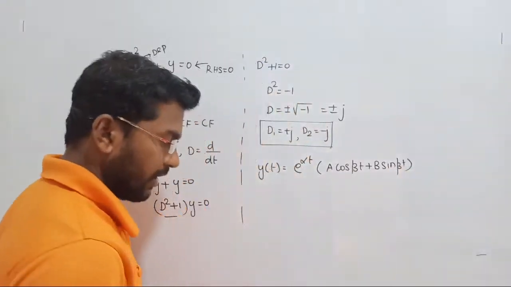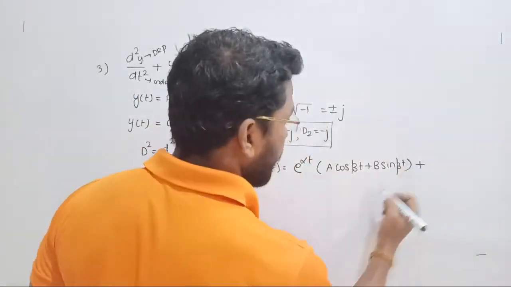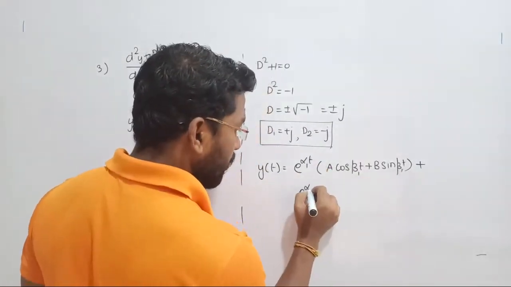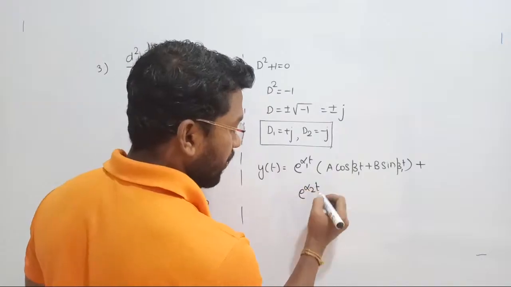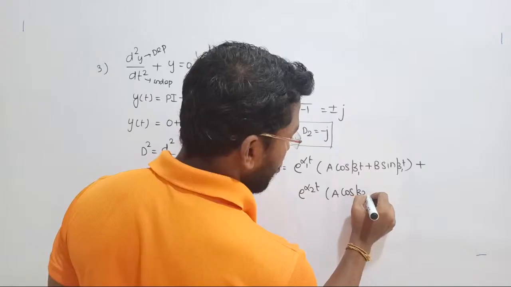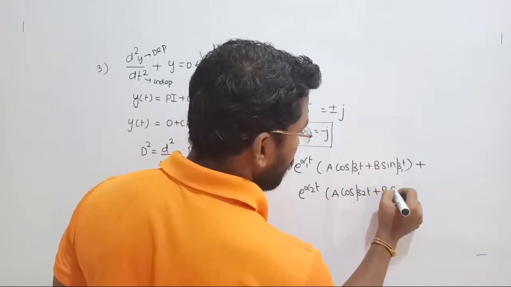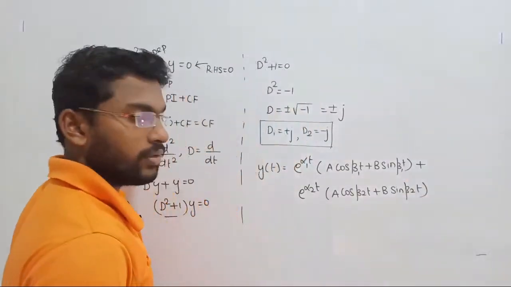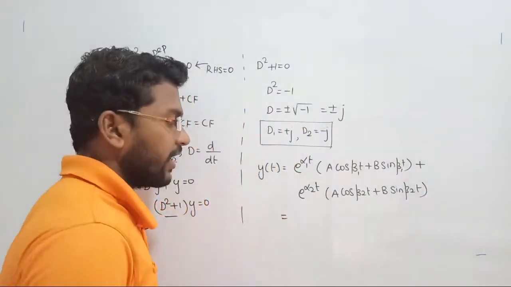Okay, similarly, if I have one more root, then let us consider alpha 1, beta 1. We have to consider e power alpha 2 t, right? So e power alpha 2 t, again a into cos beta 2 times of t plus b into sin beta 2 times of t. Is there any mistake? No. Now let us try and bring the answer.